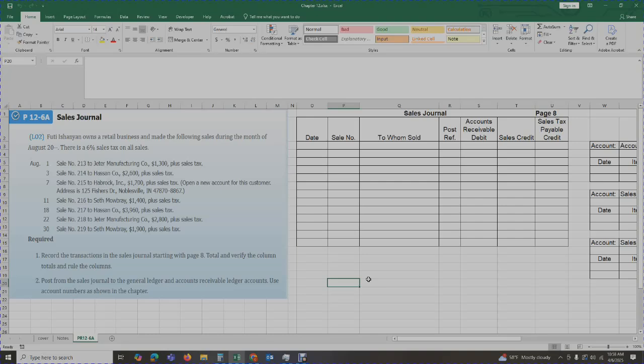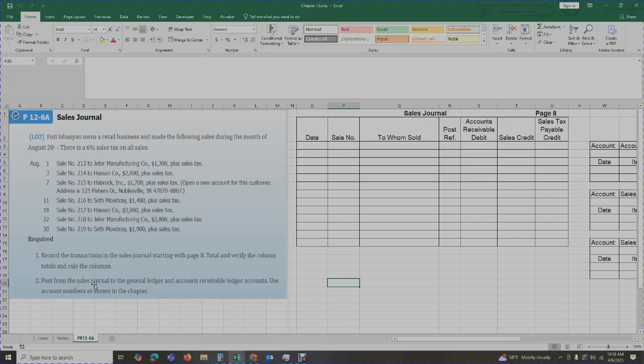So here we have a sales journal. Fury Ishanian owns a retail business and made the following sales during the month of August. There is a 6% sales tax on all sales. Then we have a whole bunch of transactions happening in the month of August. We are required to record the transactions in the sales journal starting with page 8. Total and verify the column totals and rule the columns.